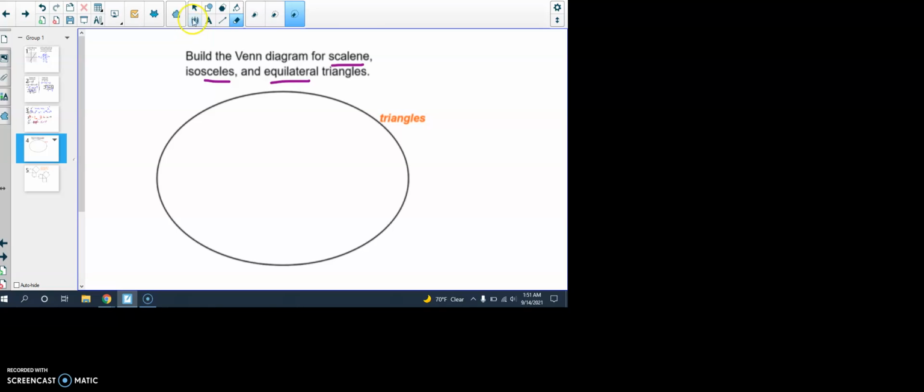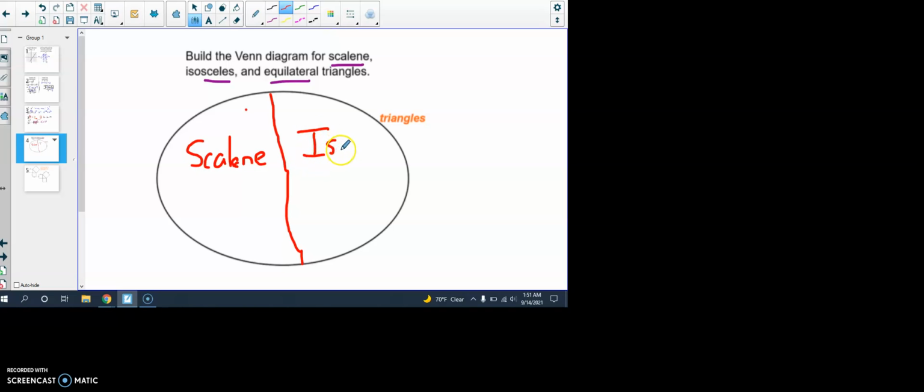So for this Venn diagram to be done correctly, because we don't want to have a 4th possibility, what we're going to do is divide the big loop called triangles into 2 regions. One of them is going to be for scalene triangles, because these are the triangles that have no equal sides. And then on the other side, these are going to be isosceles triangles. These are triangles that have at least 2 equal sides.